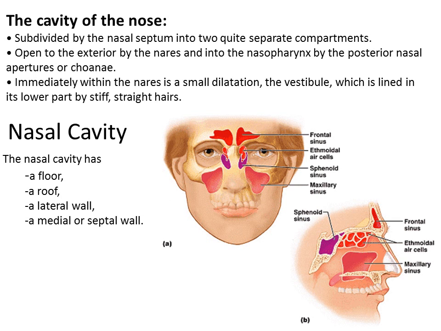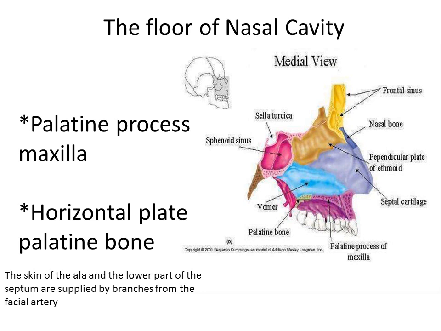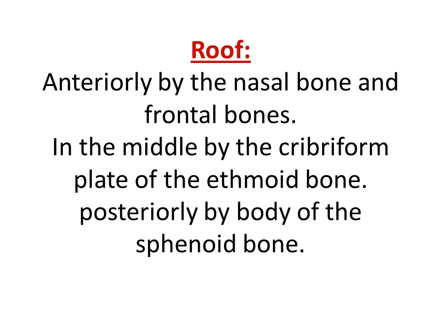Nasal cavity. The nasal cavity has a floor, roof, lateral wall, and medial or septal wall. The floor of the nasal cavity: palatine process of the maxilla horizontally, and horizontal plate of the palatine bone. The skin of the ala and the lower part of the septum are supplied by branches from the facial artery. Roof: anteriorly by the nasal bone and frontal bone, in the middle by the cribriform plate of the ethmoid bone, posteriorly by the body of the sphenoid bone.